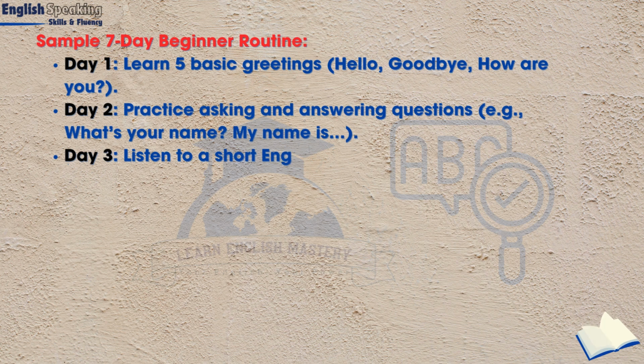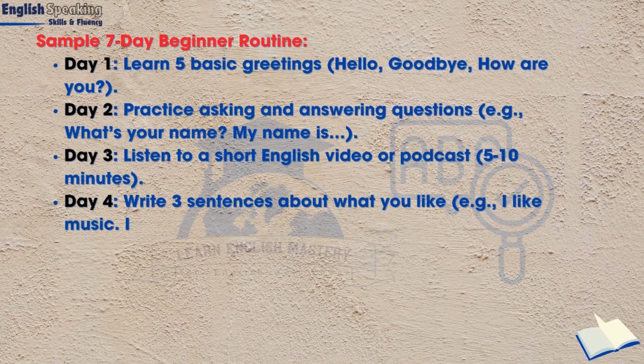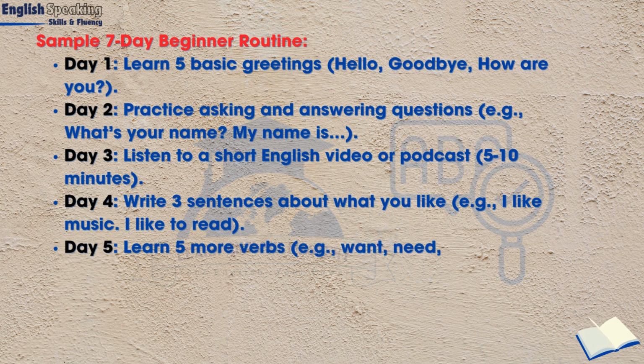Day 3. Listen to a short English video or podcast, 5 to 10 minutes. Day 4. Write 3 sentences about what you like, for example, I like music. I like to read. Day 5. Learn 5 more verbs, for example, want, need, have, know, like.